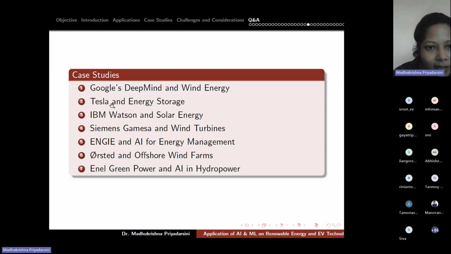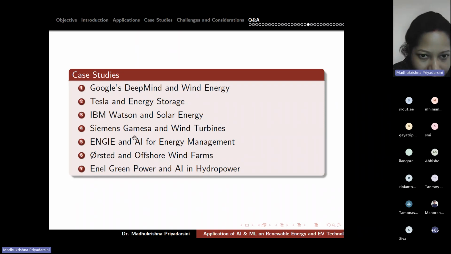Similarly, Tesla has given the energy storage. Basically, they are working on the energy storage. Google is for the prediction part. Tesla is for the energy storage. Once the prediction is done, how you are going to store that energy for future use. Then IBM is also working on IBM Watson and solar energy. So basically, this is for wind energy, this is the storage, and this is for the solar energy prediction.